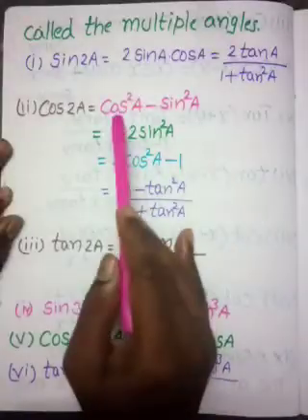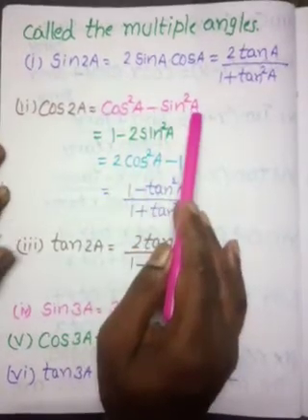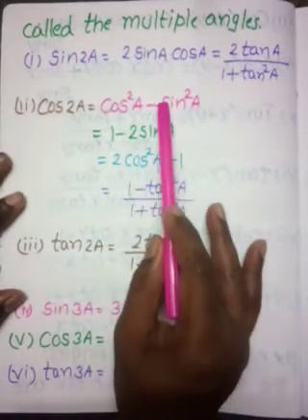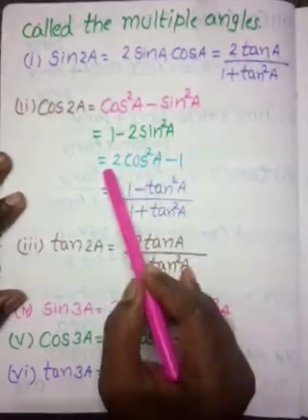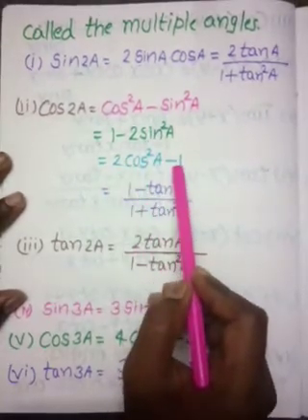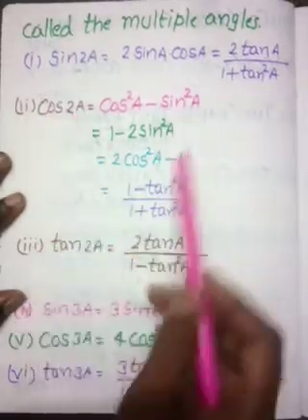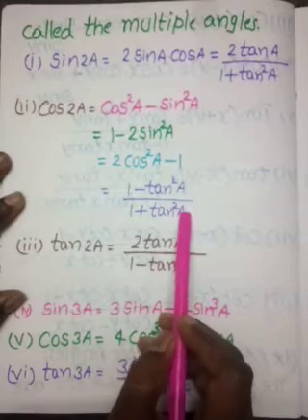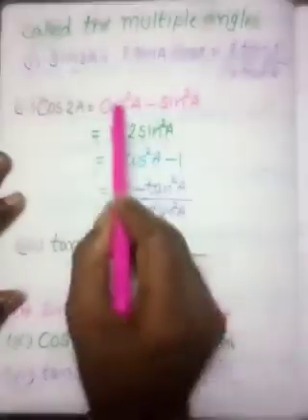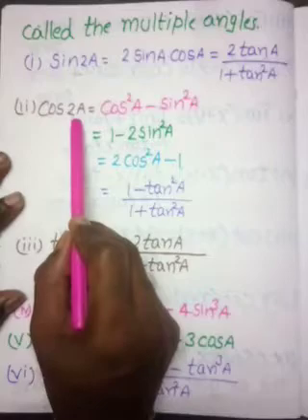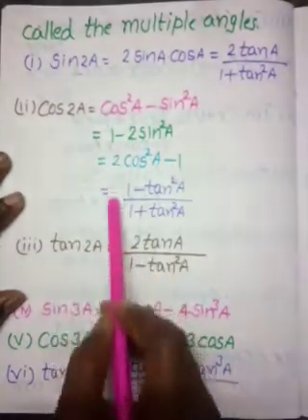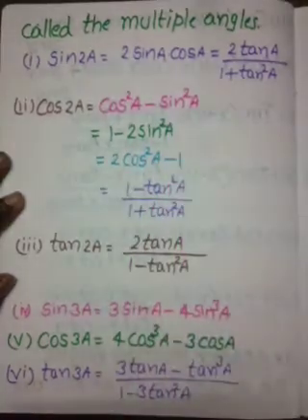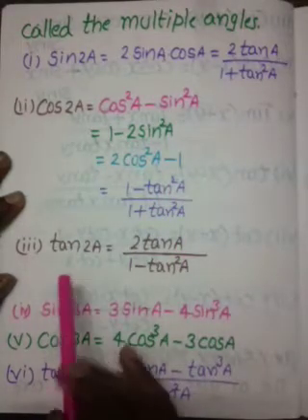Okay my dear children, cos square a minus sin square a. Another formula, 1 minus 2 sin square a. From this formula we can derive this formula, that is equal to 2 cos square a minus 1. This is also another formula for cos 2a, that is equal to 1 minus tan square a by 1 plus tan square a. So totally there are 4 formulas for cos 2a. Okay my dear children, remember all these 4 formulas. According to the question, we use any one of these 4 formulae. Okay my dear children, right.